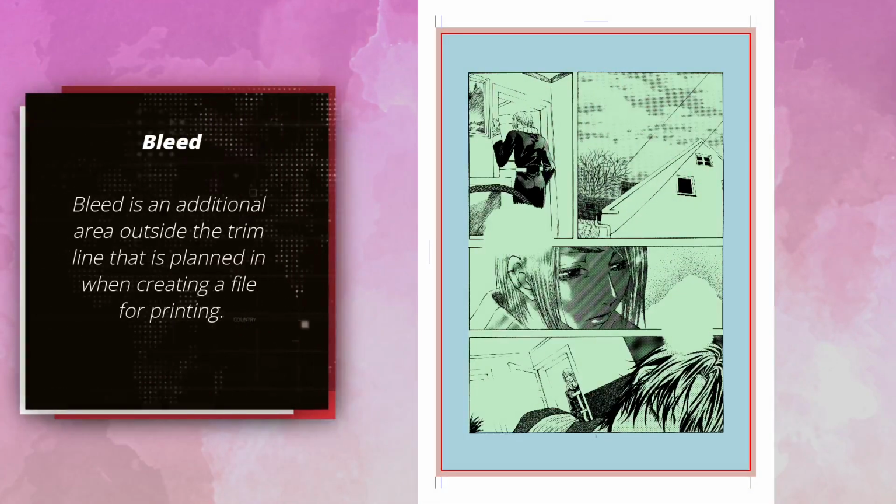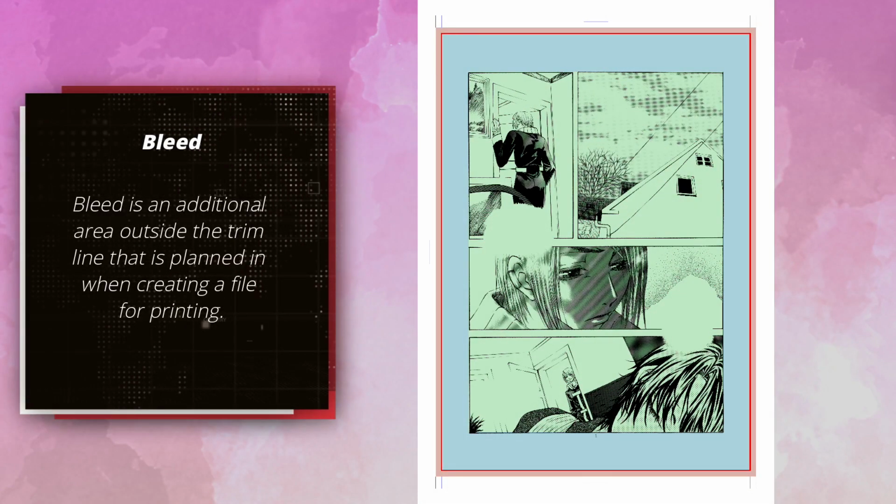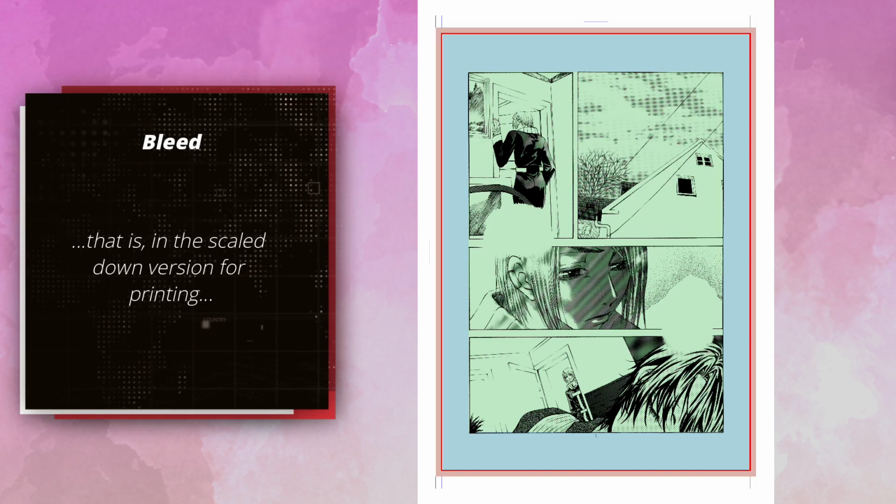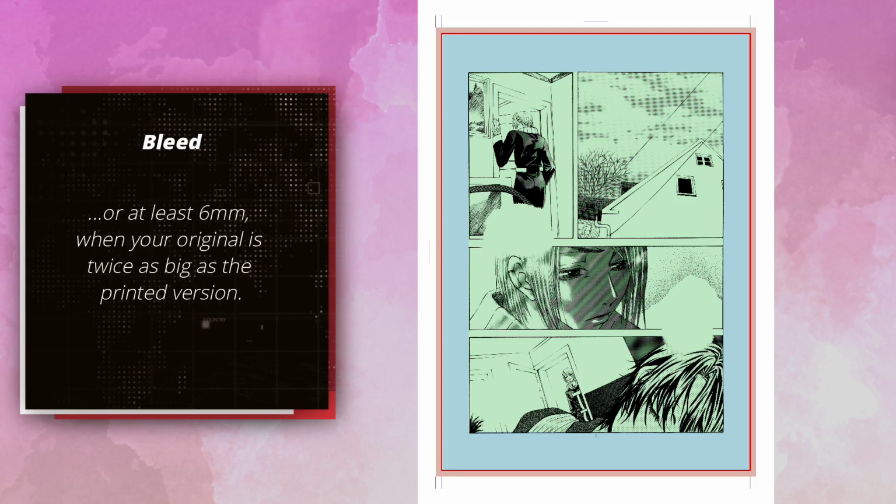Bleed. Bleed is an additional area outside the trim line that is planned in when creating a file for printing. Especially with drawings that go beyond the trim line, you have to draw them at least 3 mm outside the page. That is in the scaled-down version for printing, or at least 6 mm when your original is twice as big as the printed version.